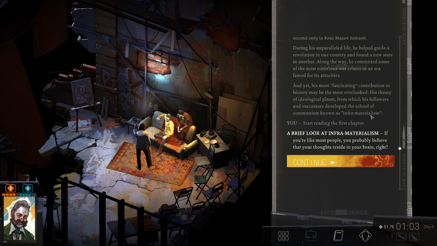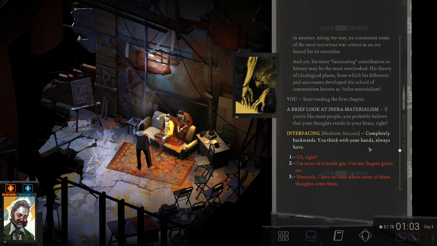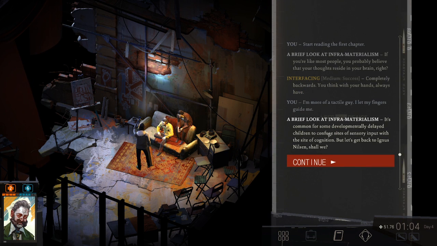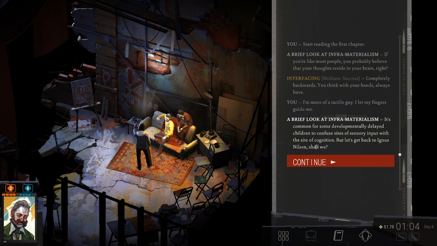First chapter. If you're like most people, you probably believe that your thoughts reside in your brain, right? Completely backwards. You think with your hands. Always have. Right? I'm more of a tactile guy. I let my fingers guide me. It's common for some developmentally delayed children to confuse the sides of sensory input with the side of cognition.